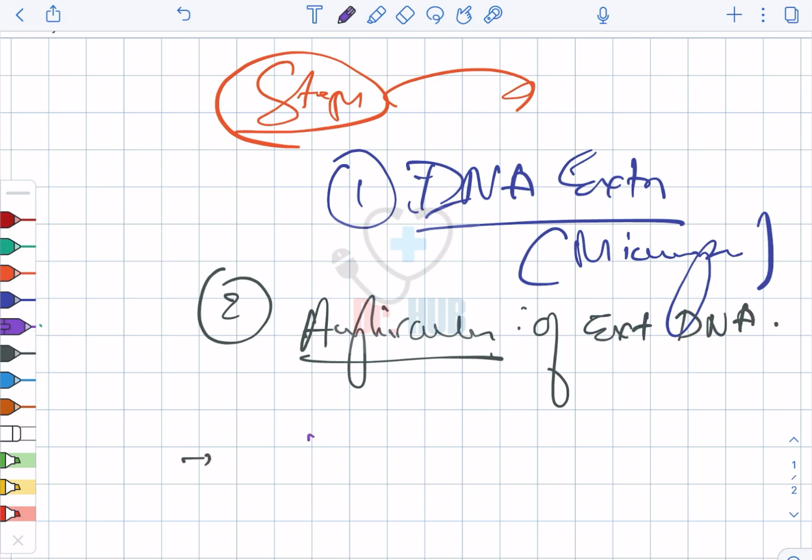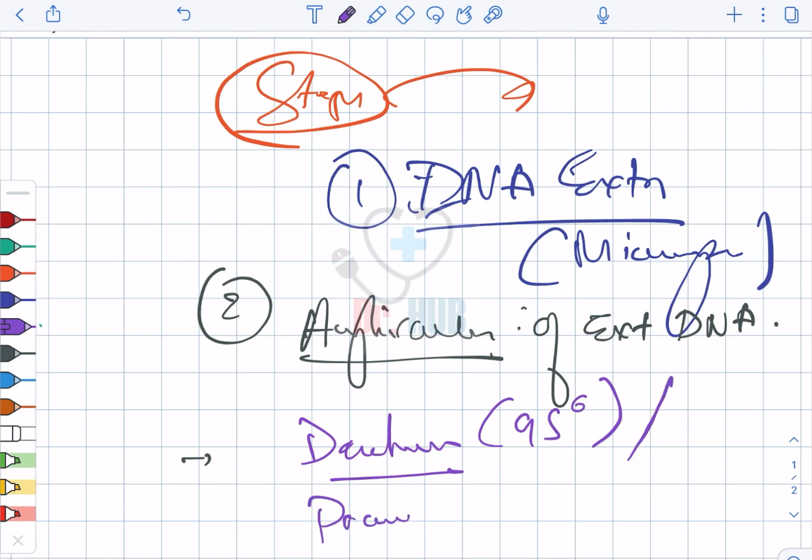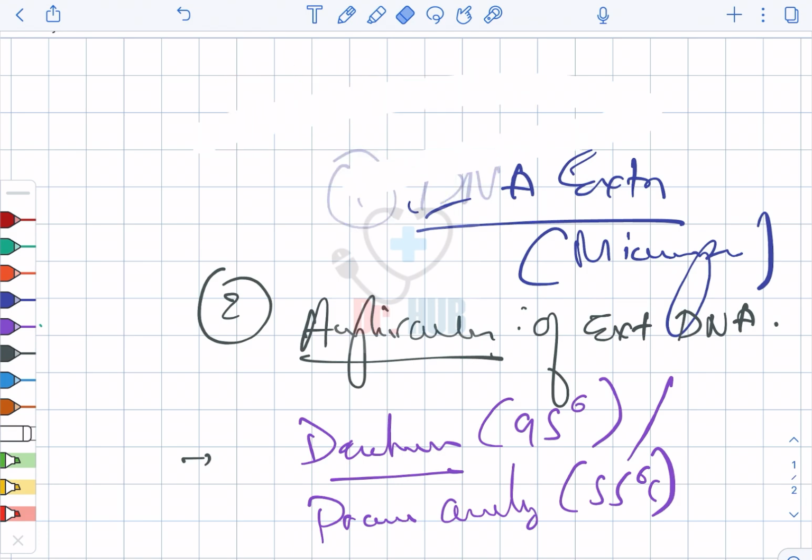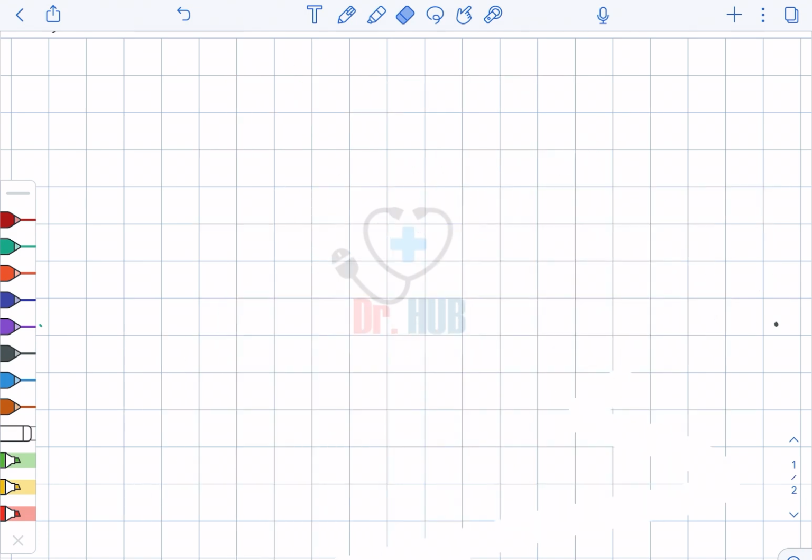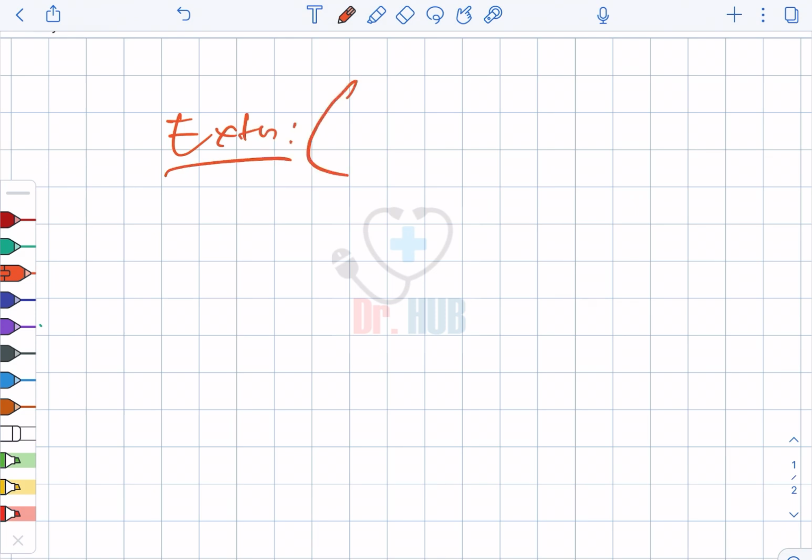This involves denaturation, at about 95 degrees Celsius. Then there is also a process known as primer annealing, which takes place at about 55 degrees Celsius. And lastly, there is a step known as extension, which takes place at about 72 degrees Celsius.